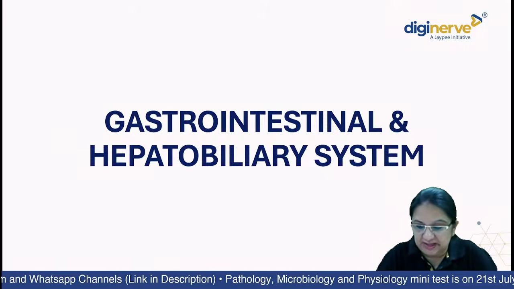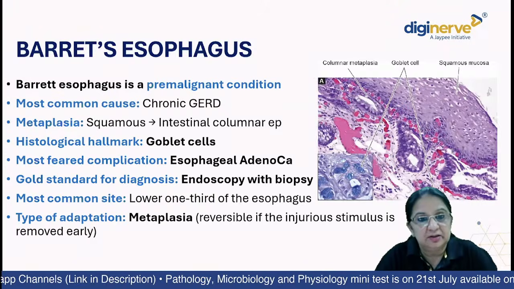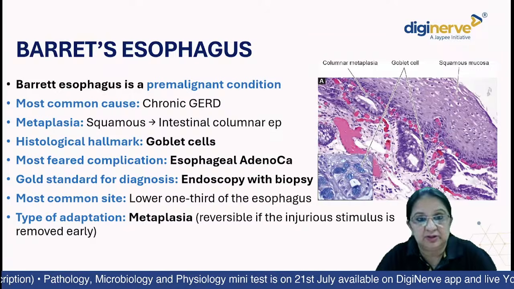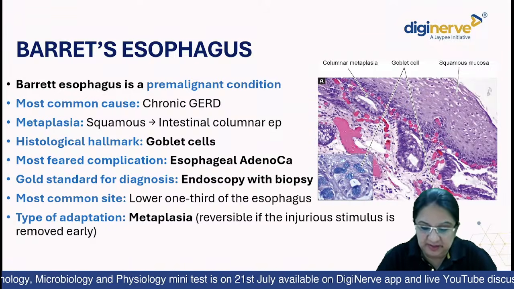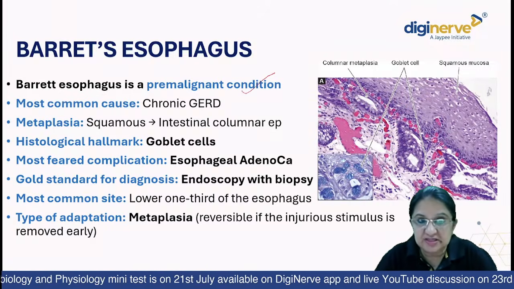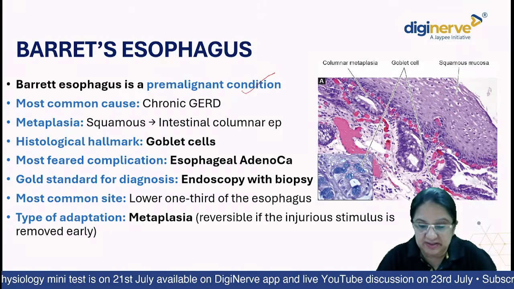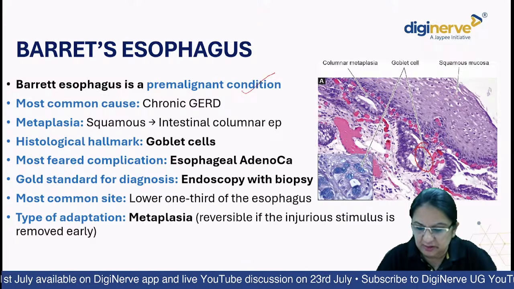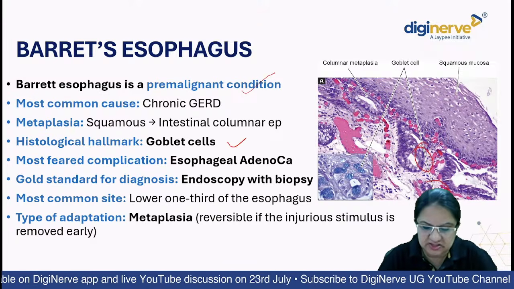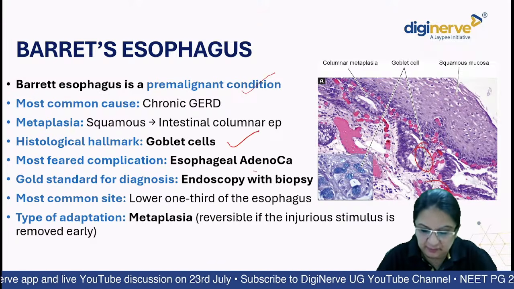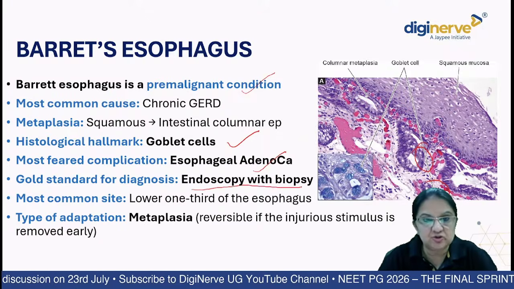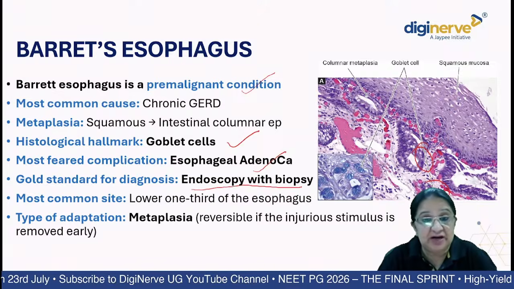Coming to the GI and hepatobiliary system, this time in INI-CET they had asked about Barrett's esophagus, a pre-malignant condition. What is the histological hallmark in Barrett's esophagus? It is your goblet cells. Okay, basically your goblet cell is the histological feature. It can progress to adenocarcinoma. Gold standard for diagnosis is endoscopy with biopsy.